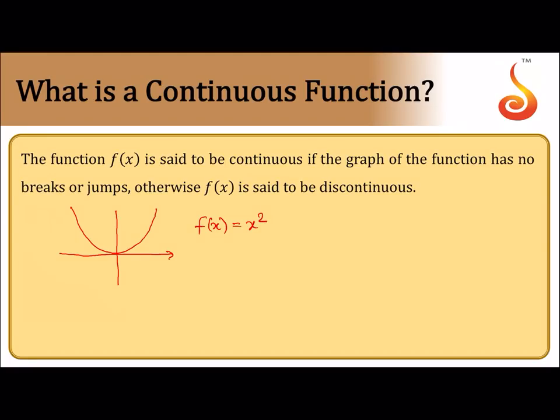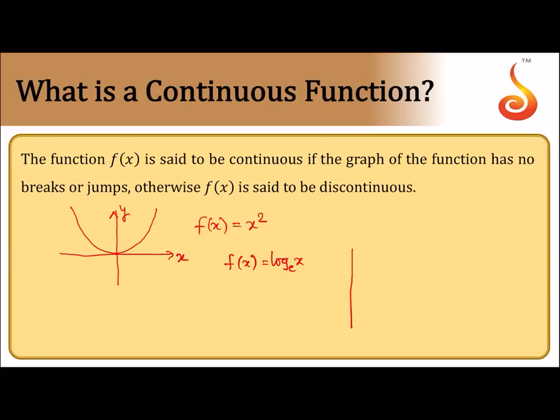This is f of x equal to x square, no break at all. What do we find? No break at all. This is the x-axis, this is the y-axis. No break at all, so it is a continuous graph.